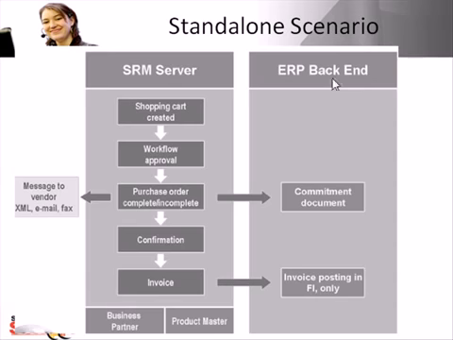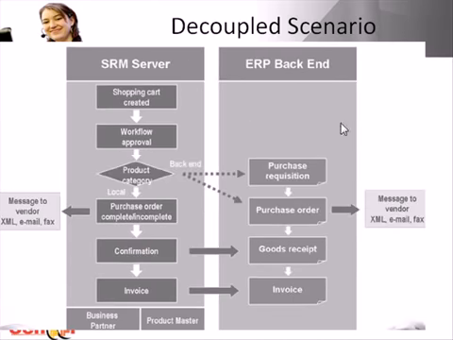The standalone scenario, where the coupling is even less than before. In this scenario, the shopping cart items create local procurement documents only. This means that all follow-on processes such as confirmation or invoice have to be performed in the SRM server. The last scenario, which is not really a scenario but a combination of more than one of the scenarios that we just discussed. So in this one, for example, a combination of the classic and standalone scenarios would mean that some items are handled locally while others are transferred to the ERP.